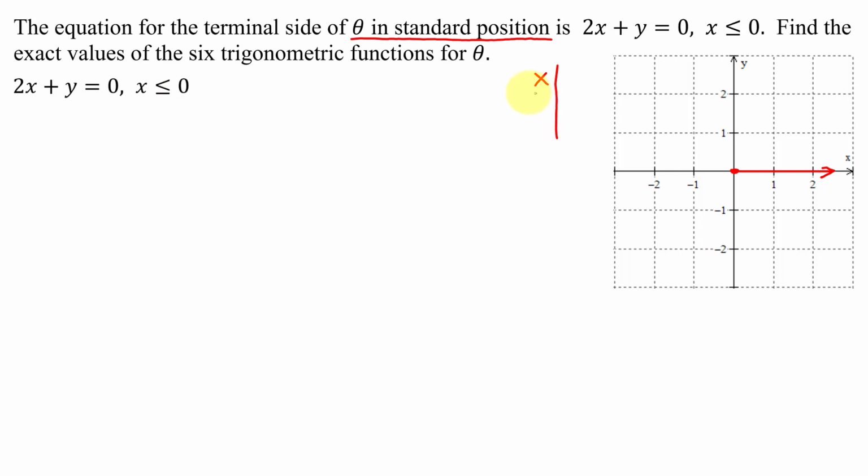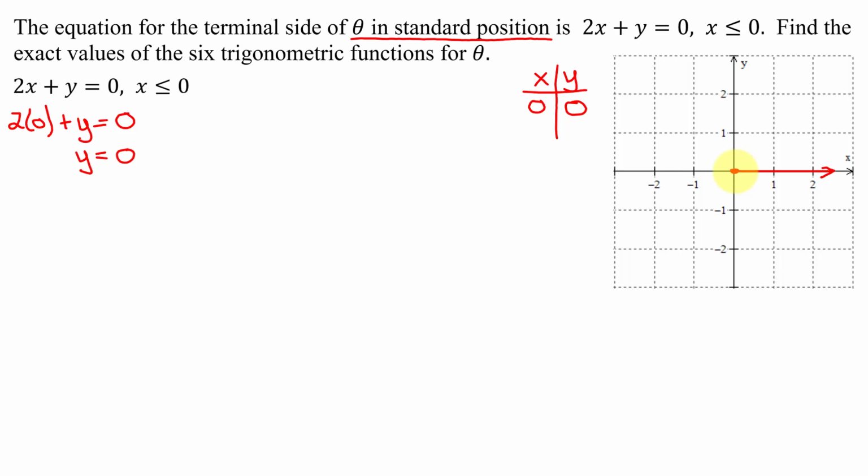The first thing I need to do is show my terminal side goes through the origin. So when x is 0, substituting a 0 in here, I get 2 times 0 plus y equals 0. 2 times 0 is 0. 0 plus y is just y, so I get y equals 0. So I know my terminal side goes through the origin.